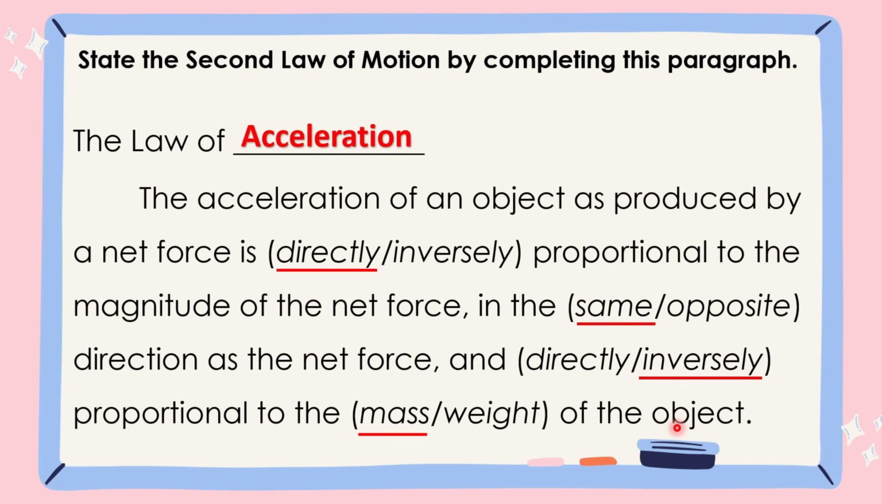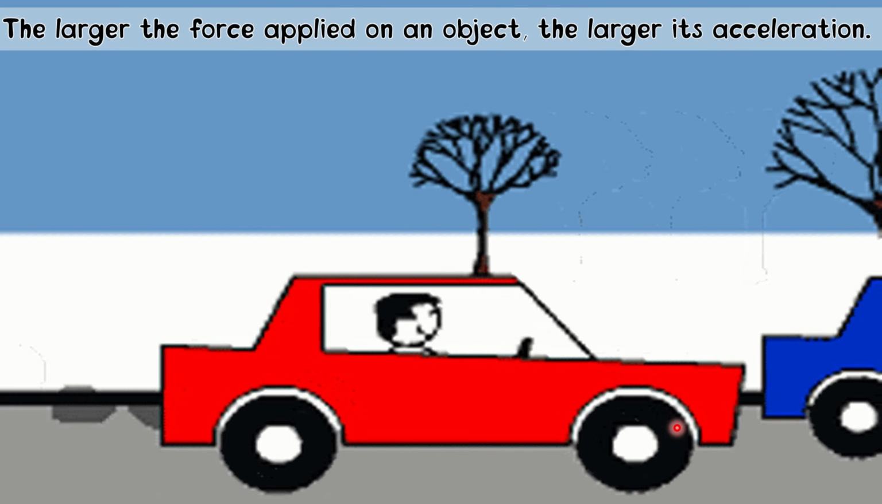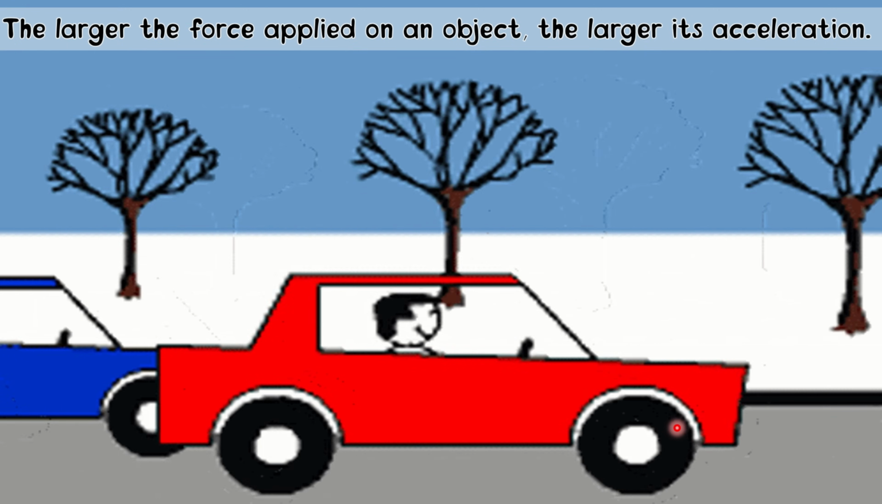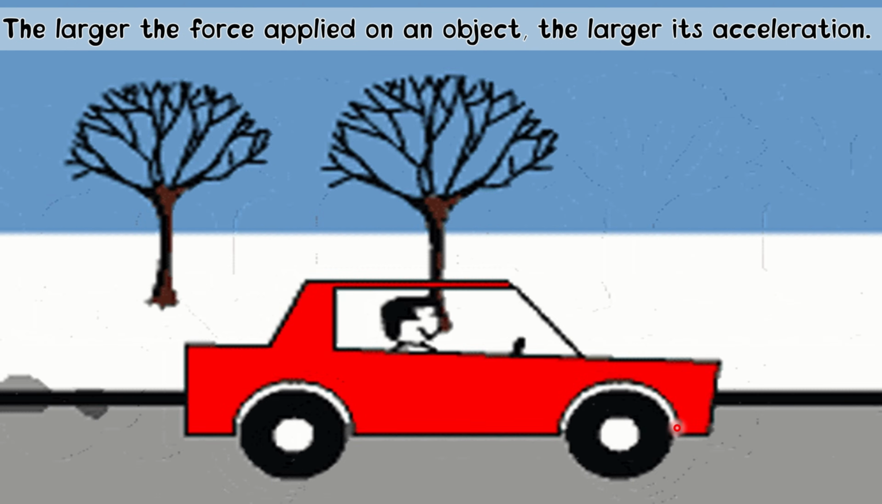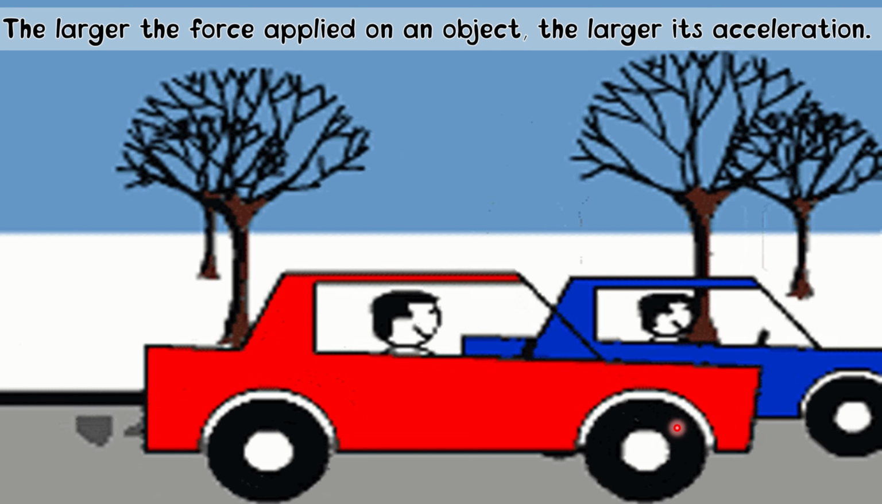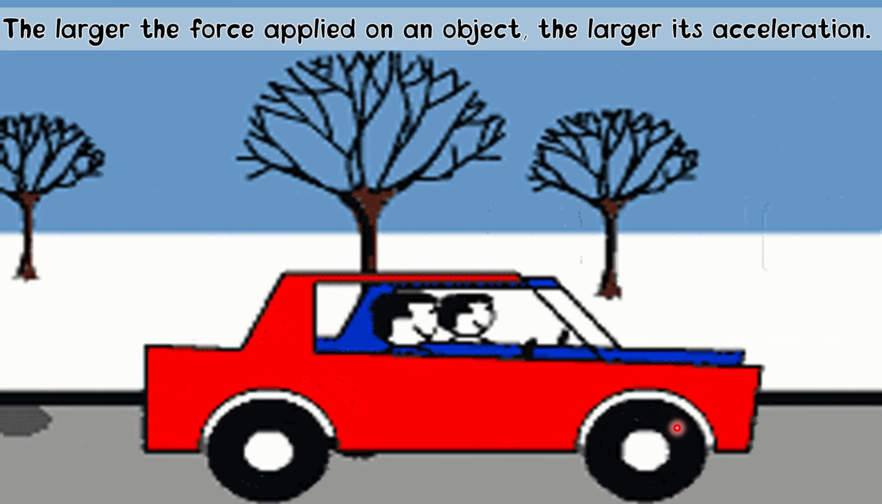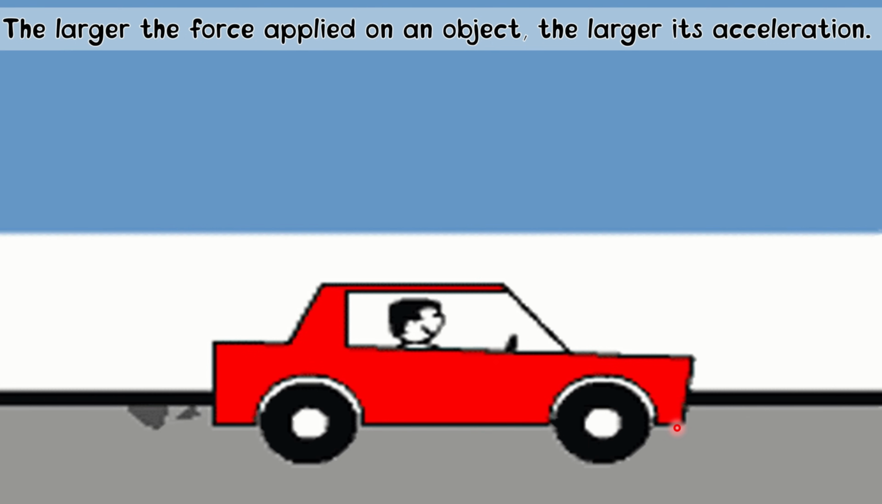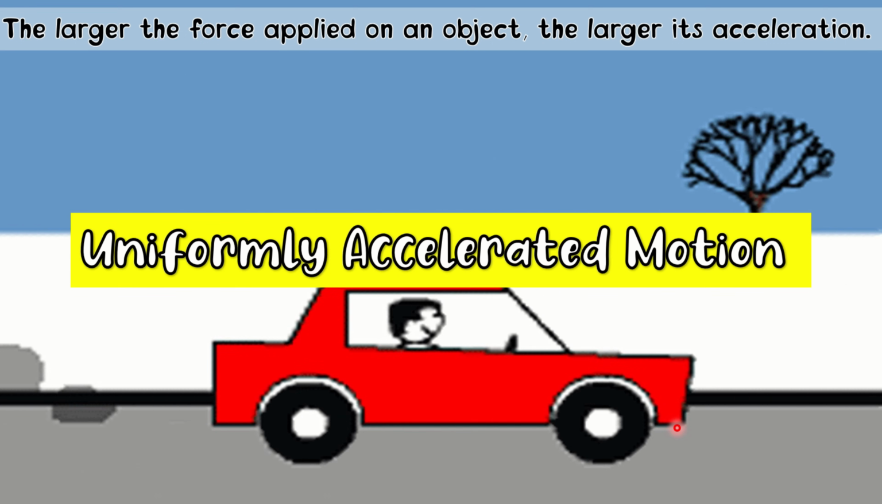Good job, class! It is very good that you can still recall the law of acceleration. Always remember that the larger the force applied on an object, the larger its acceleration. Usually, the acceleration of a body may change and vary from time to time due to several factors. If that is the case, when can we say that there is a constant acceleration? Let's have a review about uniformly accelerated motion, or UAM.